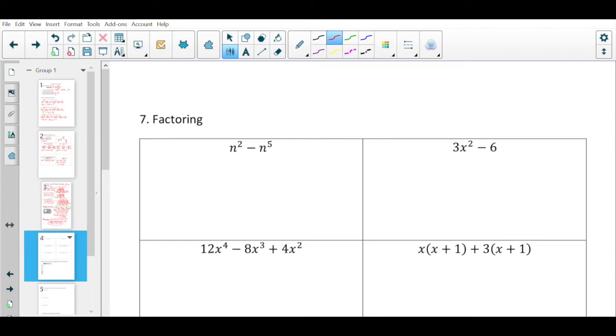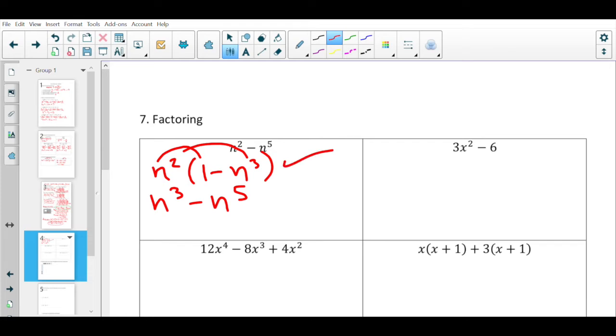Moving on. Factoring. n squared minus n to the fifth. So we are factoring out what's common to both terms. So that's an n squared. That's 1 minus n to the third. You can check it by looking at distributing it back in, do you get the original term? That's n to the third. Yes, you do. So this is good.